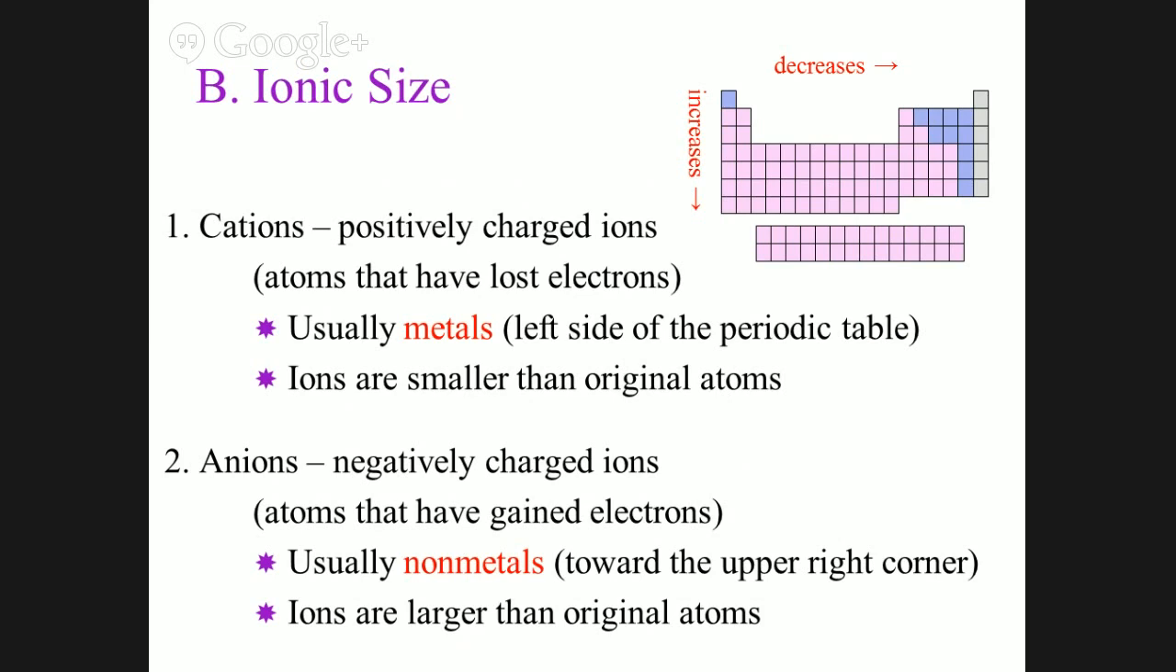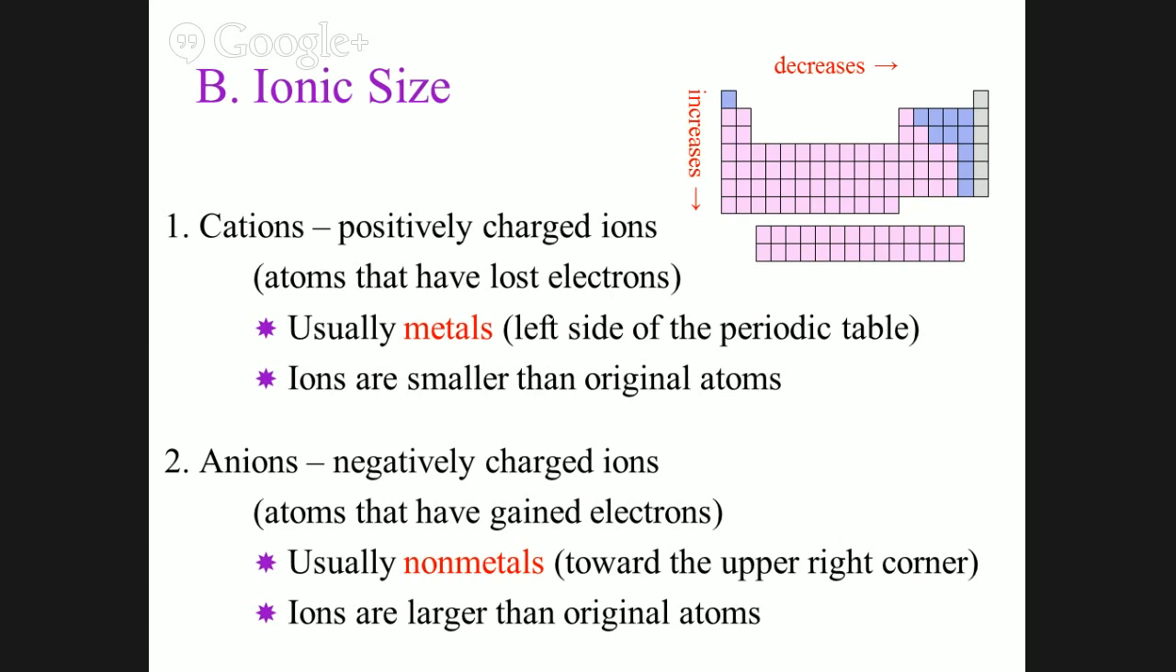Okay, ionic size. In other words, how big are the ions? Now, as a general rule, the ions follow the same pattern as the atoms do. In other words, they get smaller as they go across, and they get bigger as they go down for the same reasons. However, there is a little hiccup in this pattern.